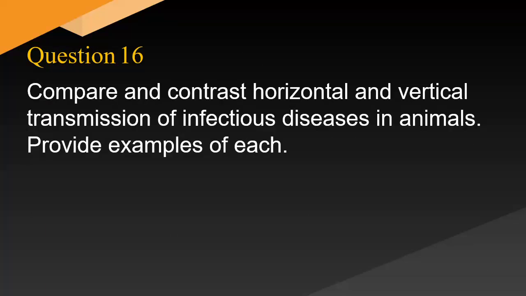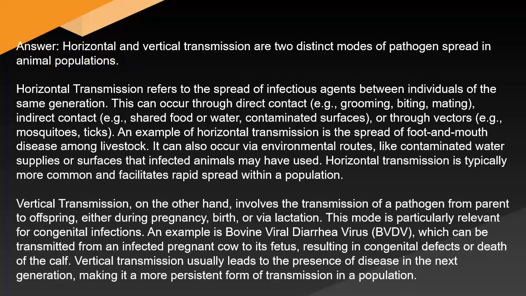diagnostics. Compare and contrast horizontal and vertical transmission of infectious diseases in animals. Provide examples of each. Answer. Horizontal and vertical transmission are two distinct modes of pathogen spread in animal populations. Horizontal transmission refers to the spread of infectious agents between individuals of the same generation.